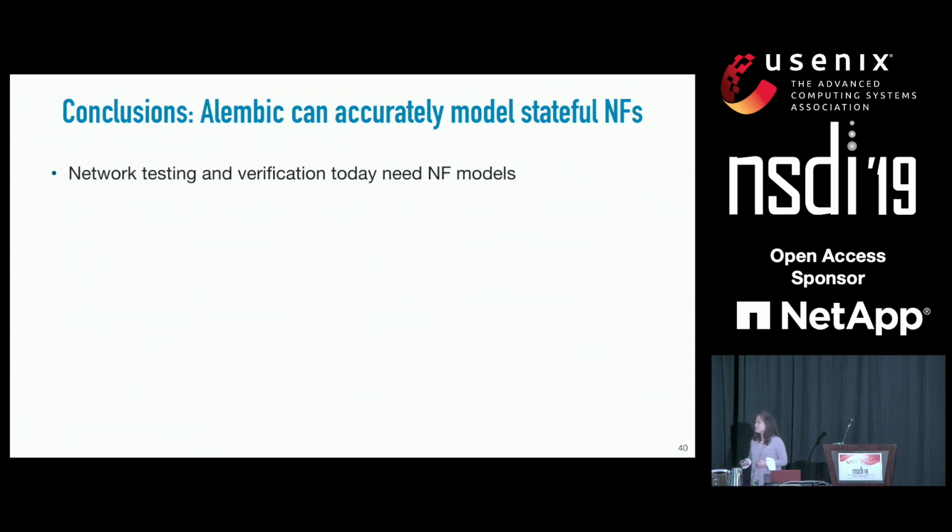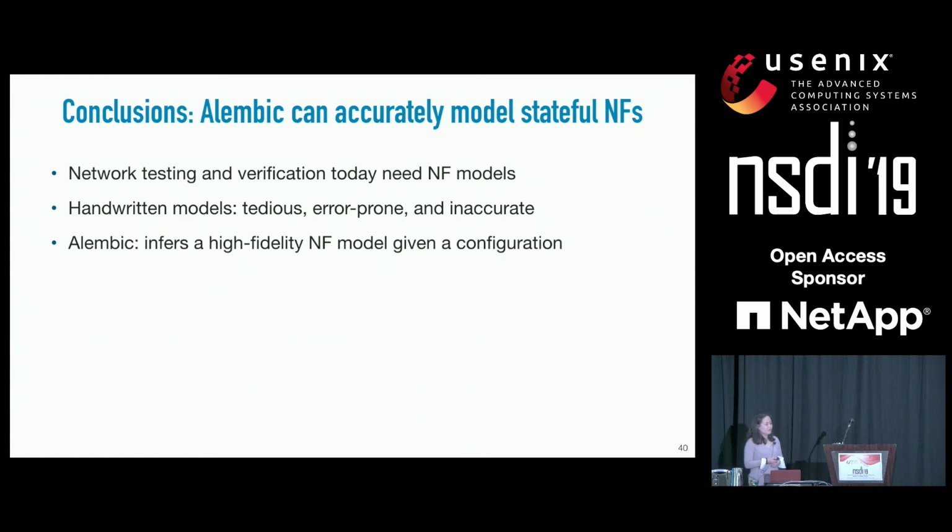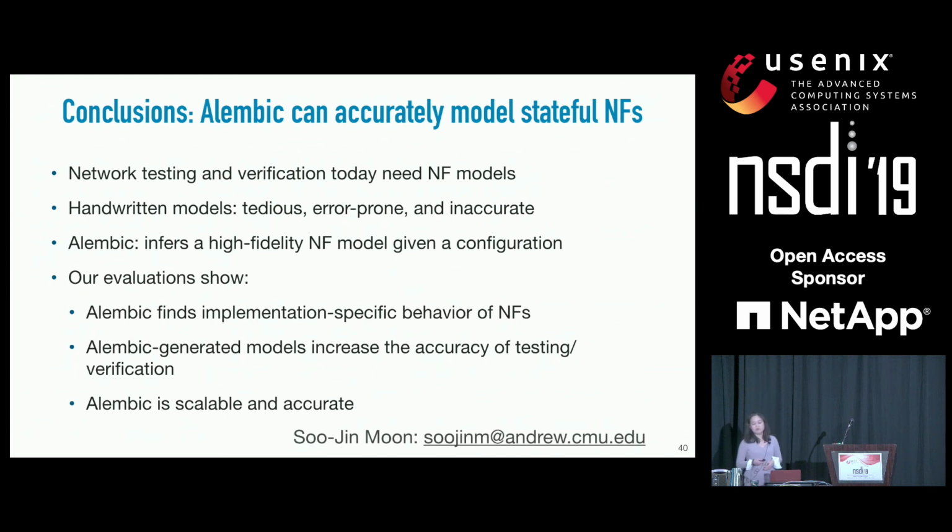So to conclude, network testing and verification tools today require NF models. Generating them by hand is tedious, and the resulting models are inaccurate. That's why we proposed Alembic, which can infer a high-fidelity NF model given a configuration. Our evaluation shows that we can find implementation-specific differences. Our models increase the accuracy of testing and verification tools. Our workflow is scalable. Our models are accurate. And with that, I would like to take your questions. Thank you.